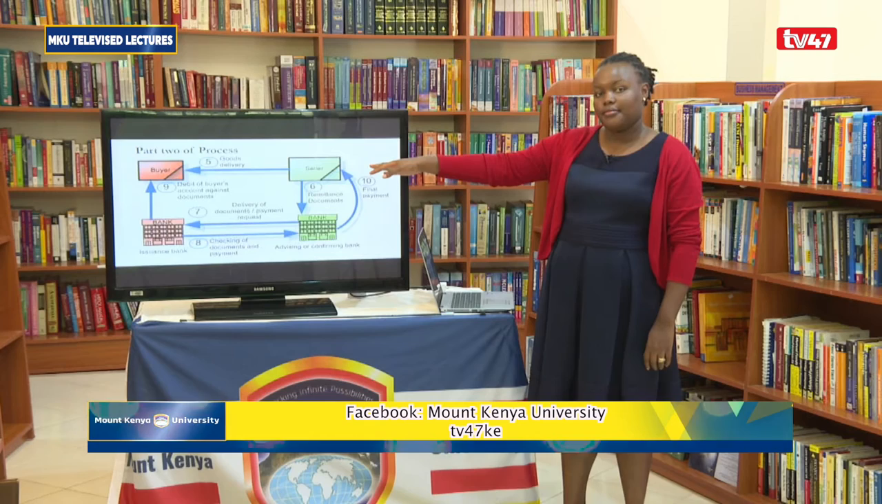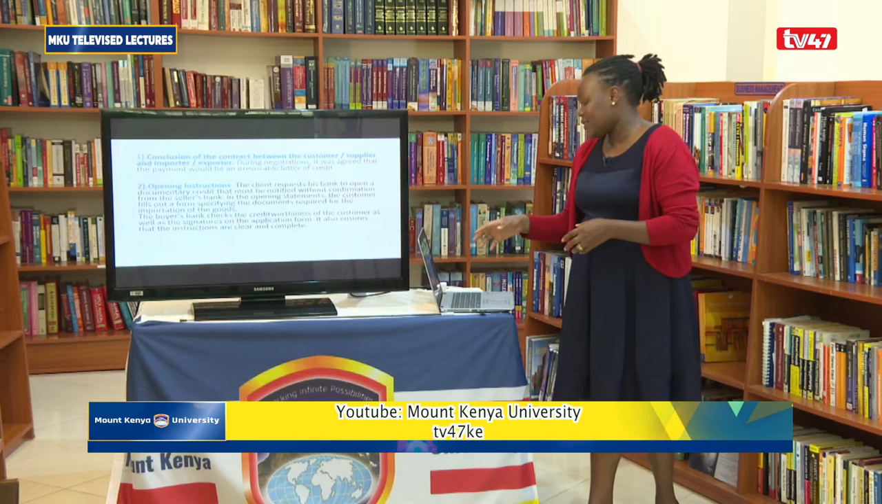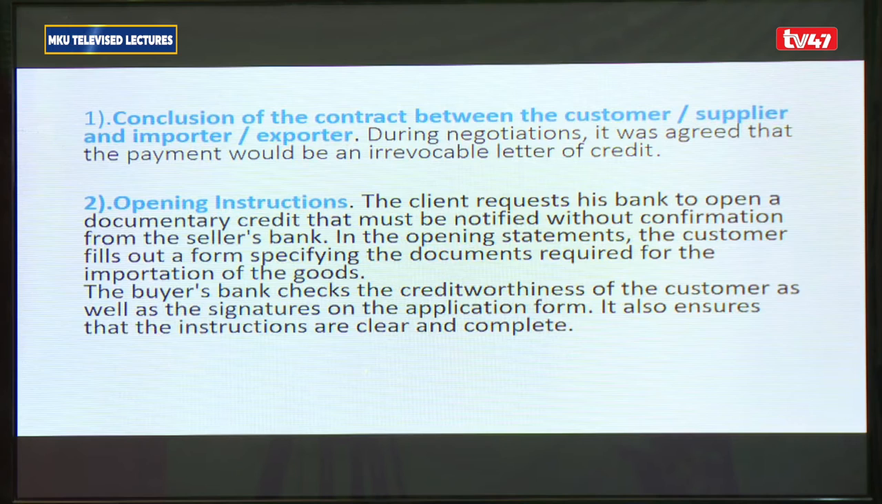So as to make sure that we have understood what we are talking about, I'll run through it again. Step one, there's a conclusion of the contract between the customer, the supplier, and the importer, who is the buyer, or the exporter. Then after that, we have the opening instructions, where the client requests his bank to open a documentary credit that must be notified without confirmation, and fills out a form specifying the documents required for the importation of the goods.